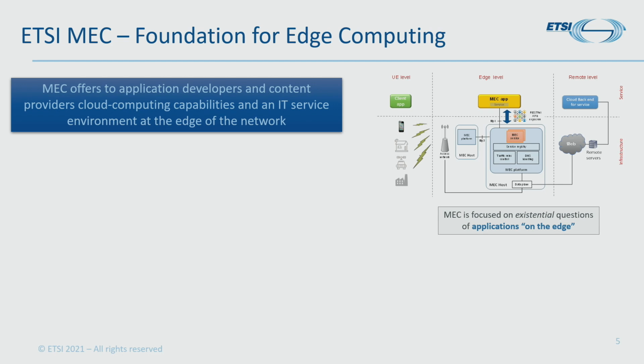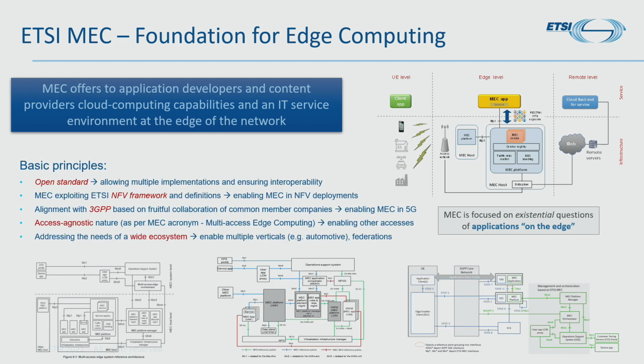So the core business, if you allow me the term, of this standard group is also to produce APIs to be used by application developers, and also not just only cloud computing at the edge, but also these added value functionalities that can be used and consumed. So well, this is already described. MEC is also reusing NFV definitions and also aligning with 3GPP, but also addressing the needs of multiple use cases and verticals.